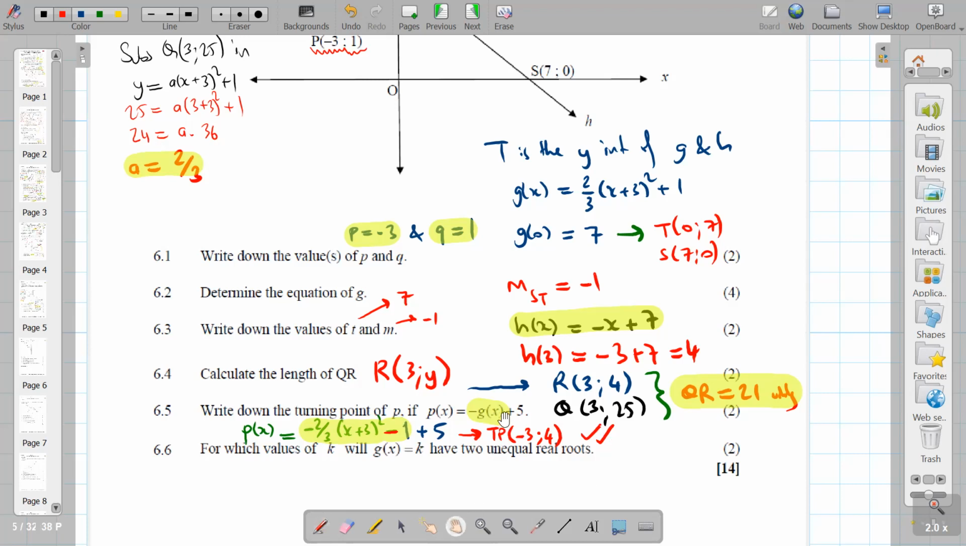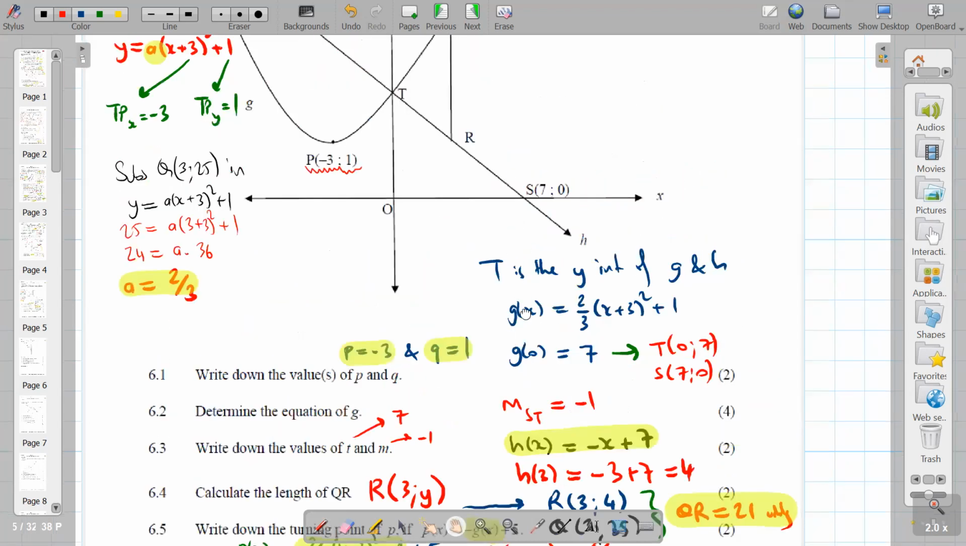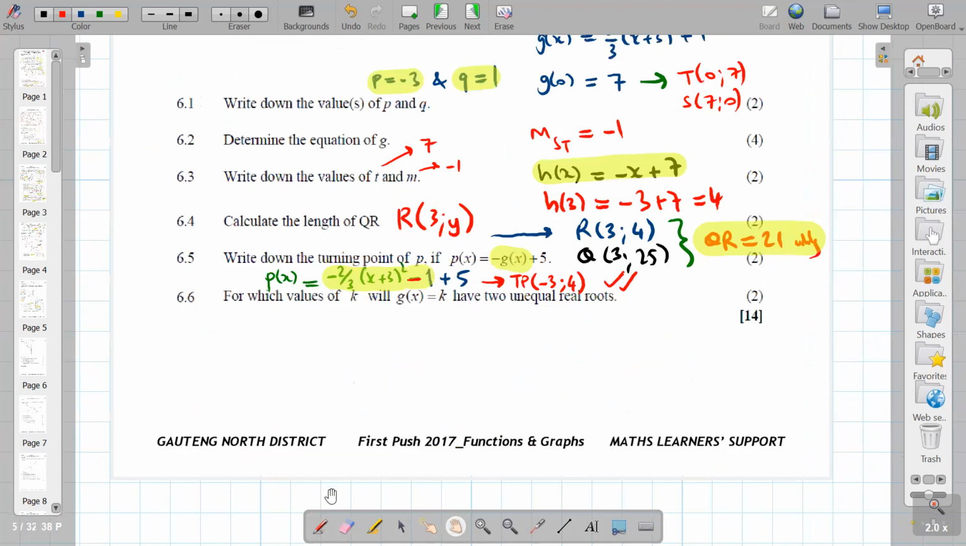All right, and 6.6: have two unequal roots for G of X. Now, the same question, remember, we had done. We have this graph of G of X, and we have its turning point. What was the turning point? Minus 3 and 1. And to be able to get two unequal real roots, that means two solutions, and it means two intersections. So when do you get two intersections? When you draw a straight line.